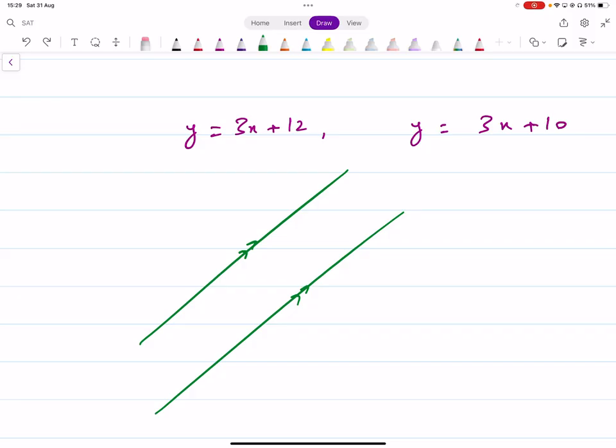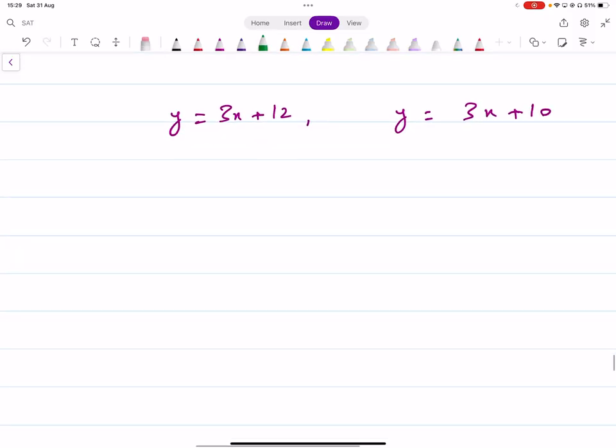You can try solving it and see what you'll get. How do you solve them simultaneously? You can say 3x plus 12 equals 3x plus 10. What does that give you? 12 equal to 10. That does not make any sense. That's not correct. That means it cannot be solved. Make sense? So linear equations, yes, mostly they have one solution, but sometimes they can have no solutions as well, right? When the gradients are the same like this.